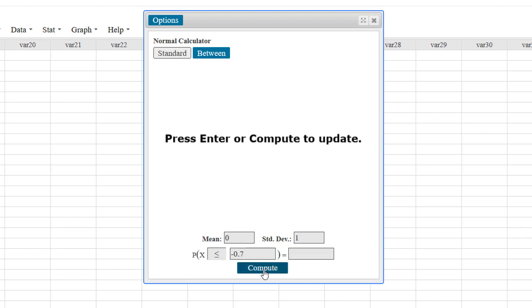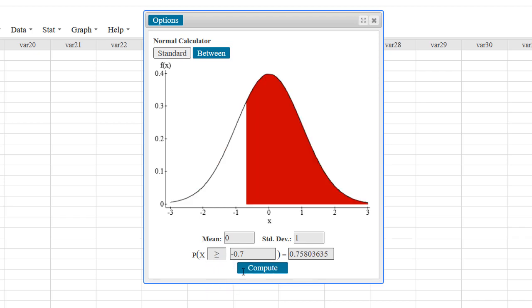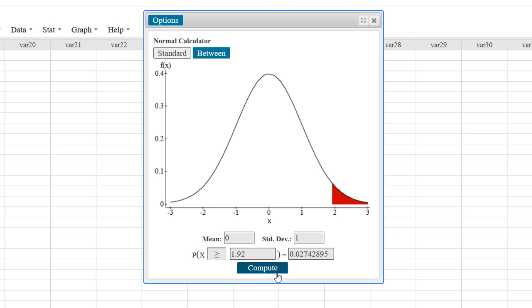Number 5, we change this to a less than, and then we need to type in a negative 0.7. We hit Compute, and we get 0.2420 rounded off. Number 6 is a greater than, and our z-score is 1.92. Hit Compute, and again we get the same answer as using the table.